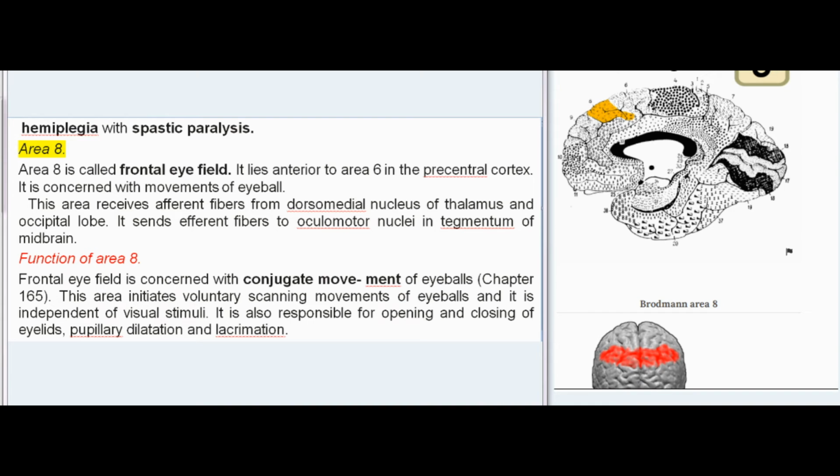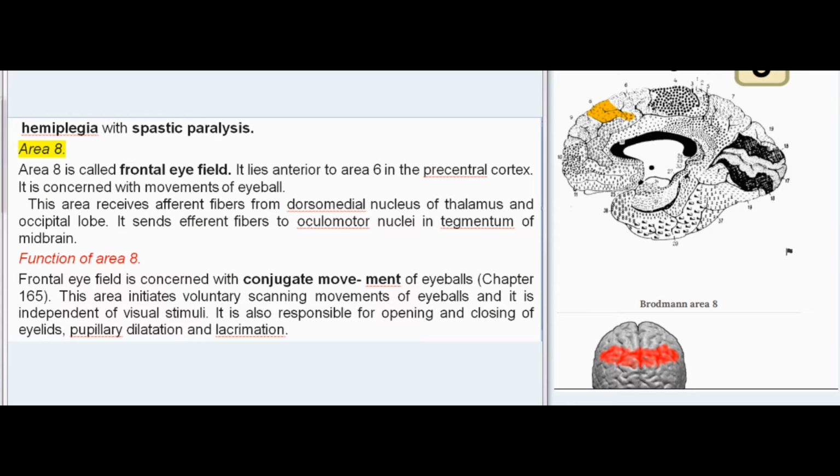Area 8. Area 8 is called frontal eye field. It lies anterior to area 6 in the precentral cortex. It is concerned with movements of eyeball. This area receives afferent fibers from dorsomedial nucleus of thalamus and occipital lobe. It sends efferent fibers to oculomotor nuclei in tegmentum of midbrain.